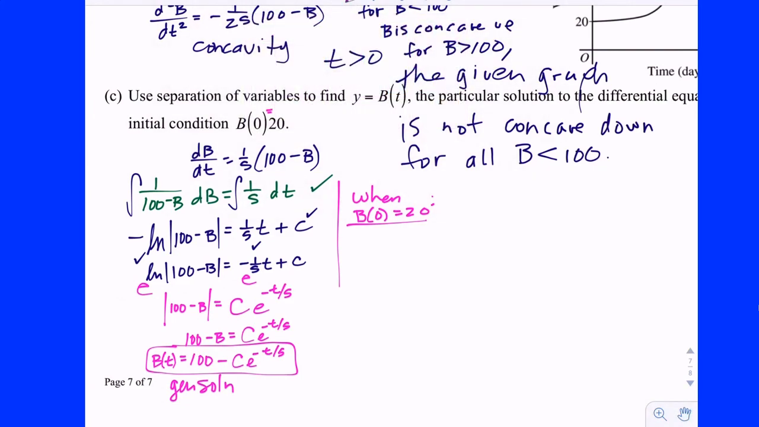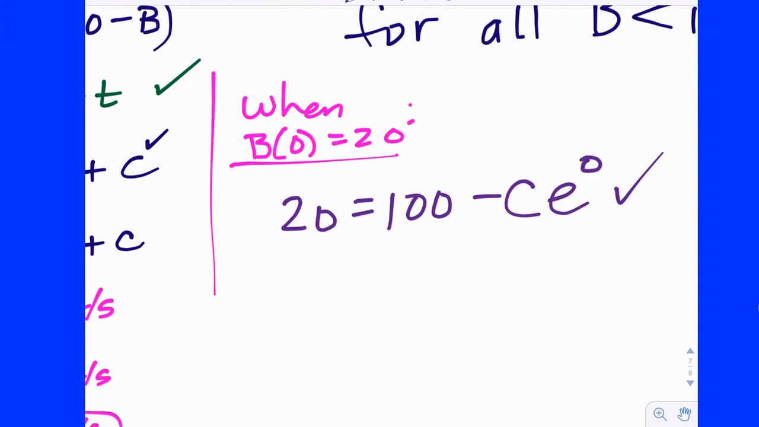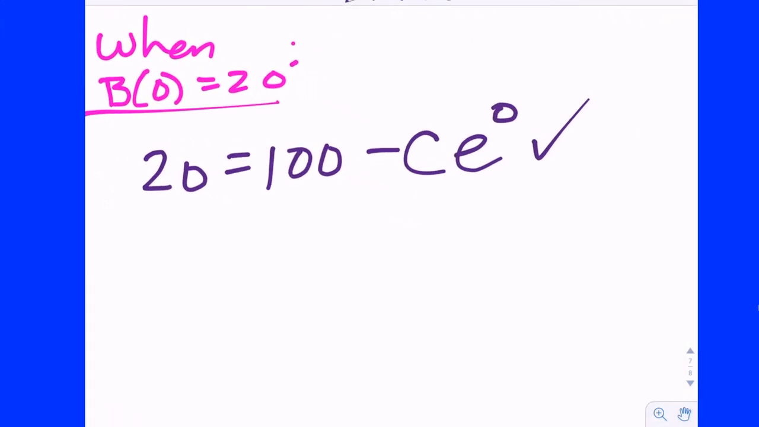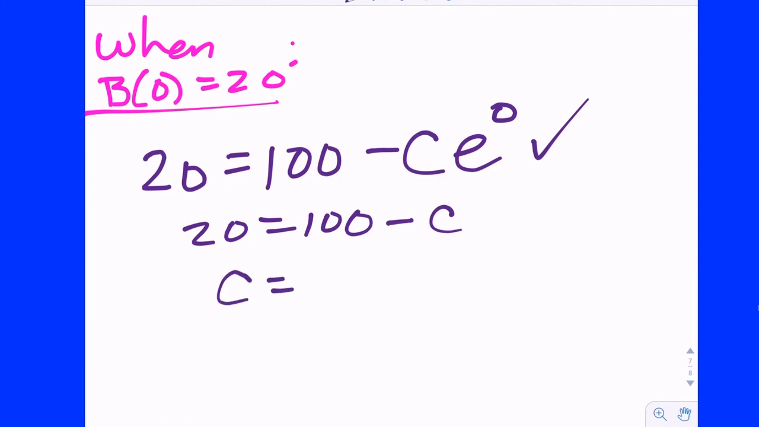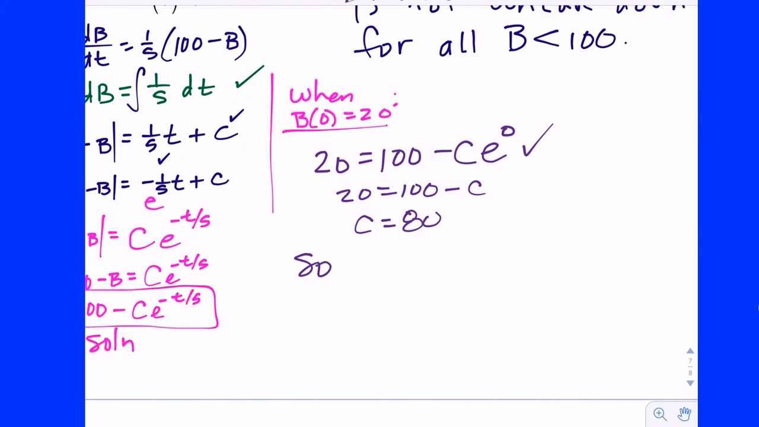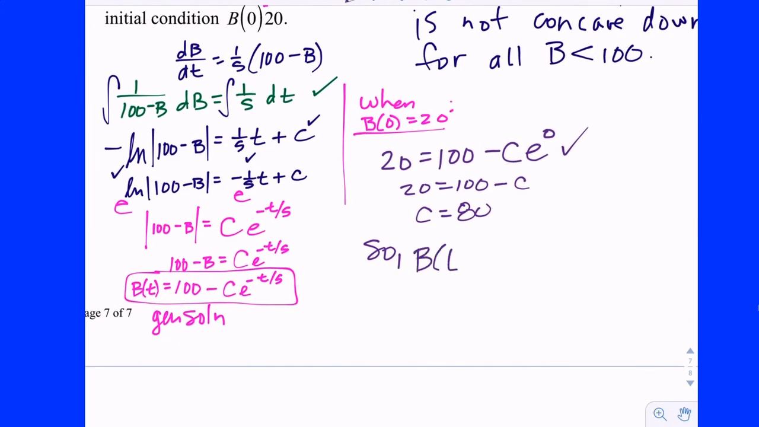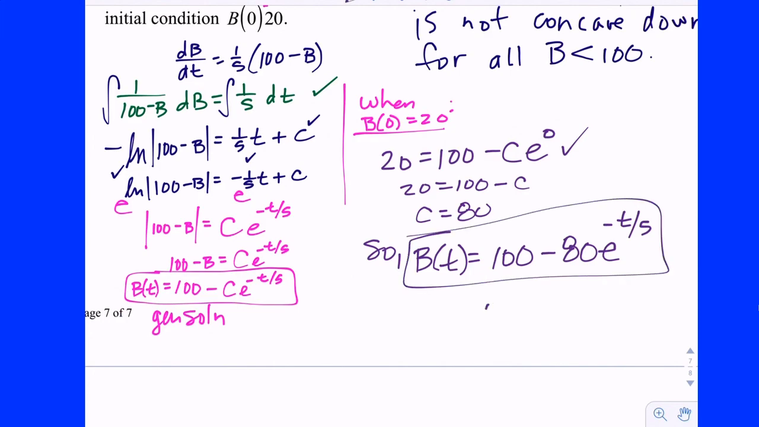So here we go. We get 20 equals 100 minus c e to the 0 divided by 5 is 0. Guess what? You earn the check right there. As soon as you plug in, you're using the c value. If we solve, we get 20 equals 100 minus c, because e to the 0 is 1. Bring the c across, bring the 20 across, and you get 80. You don't get another point for finding 80, but you do get the point for using the initial condition. So, and then here's your final answer. b of t equals 100 minus 80 e to the negative t-fifths power. And that right there would earn a check.